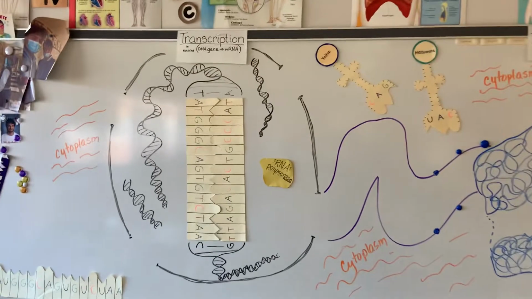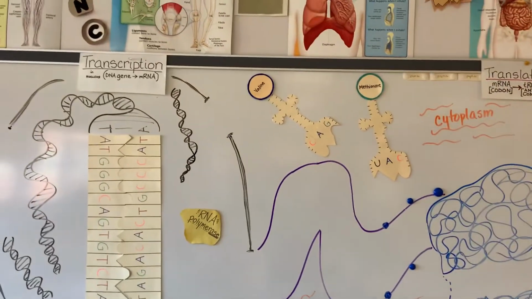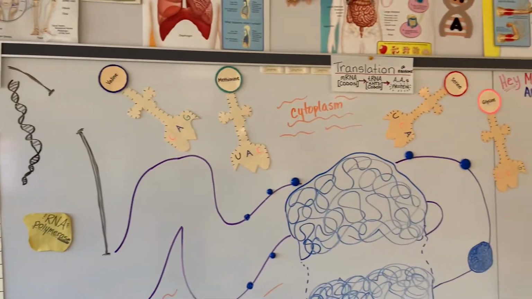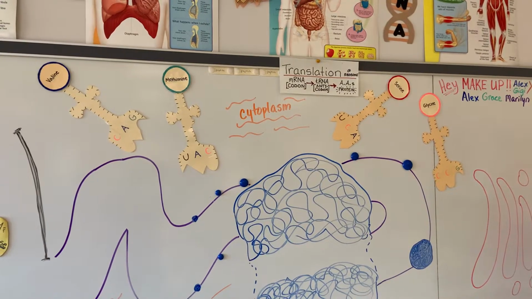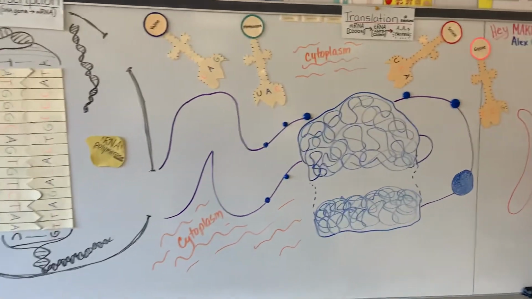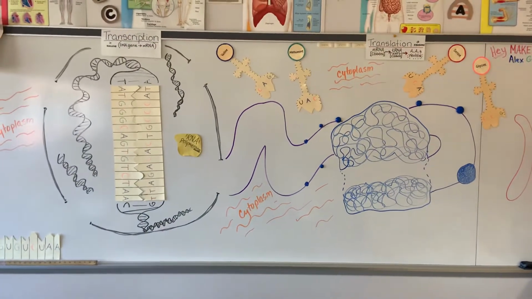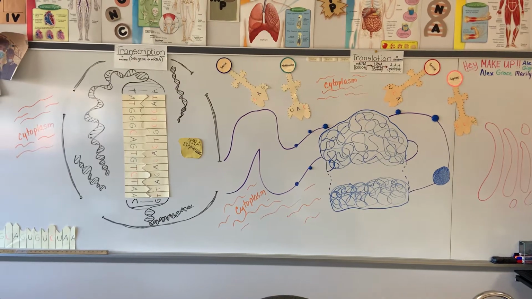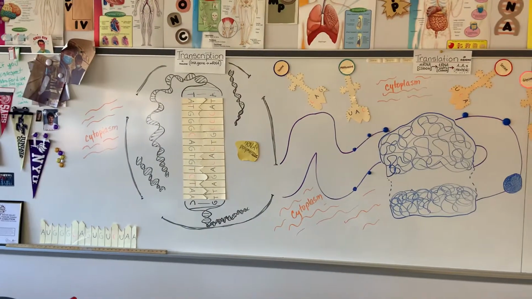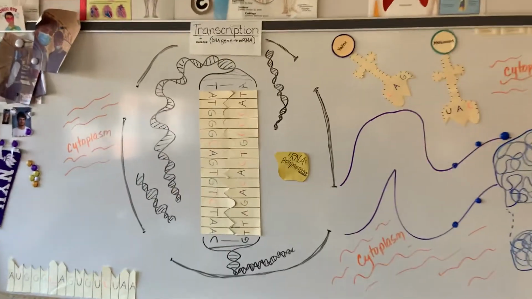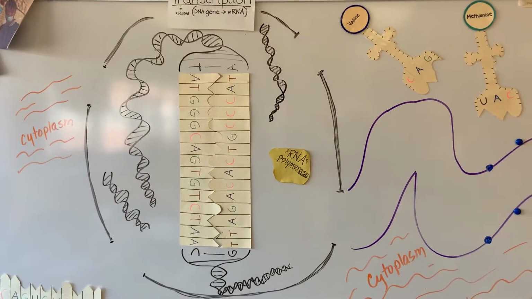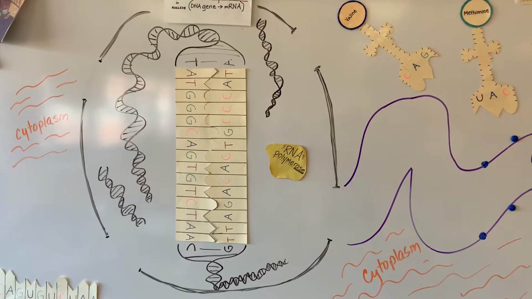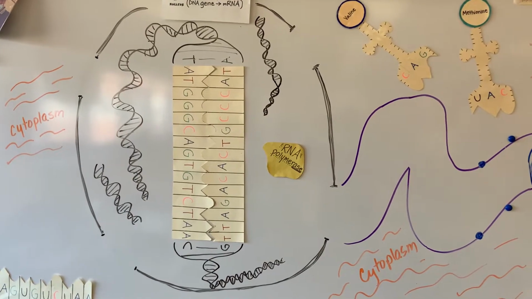Besides the word cytoplasm, we've also got a word up here, transcription, and a word here, translation. Okay, so hopefully you figured out by now that what we're seeing is the inside of a cell. And we've got the nucleus, and we know that that's the nucleus because there's DNA molecules inside there, and we recognize that by the double helix structure, and the base pairs of A's and T's, G's and C's.